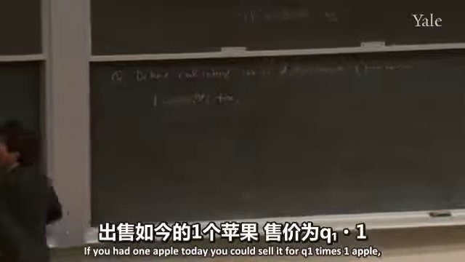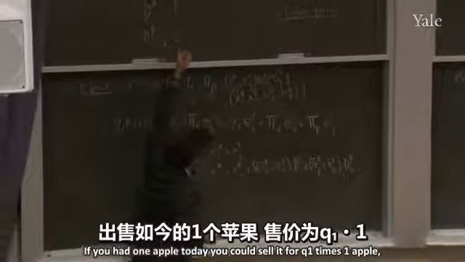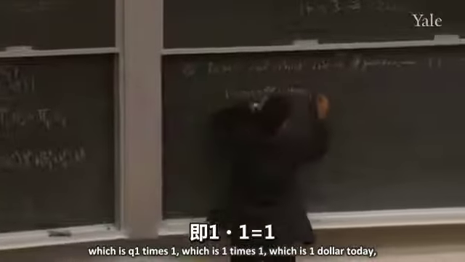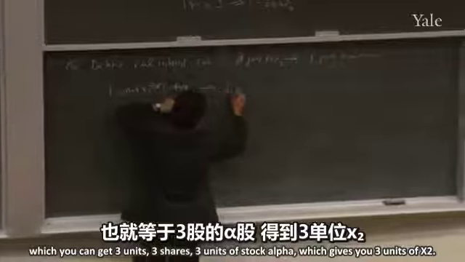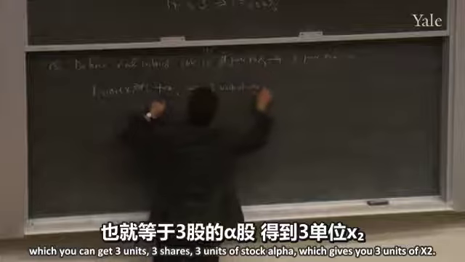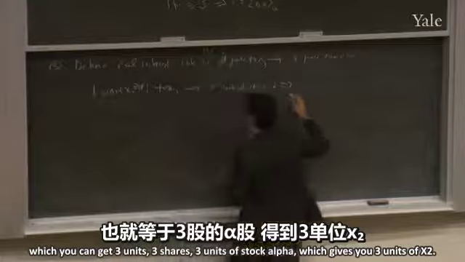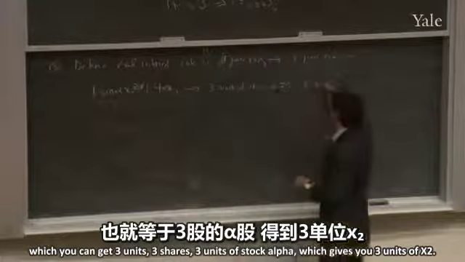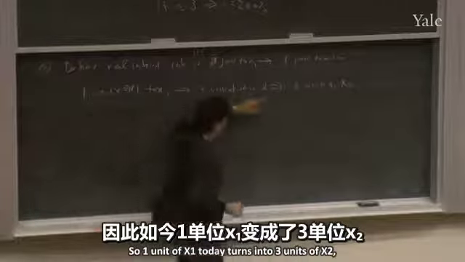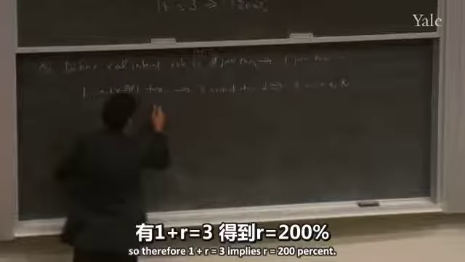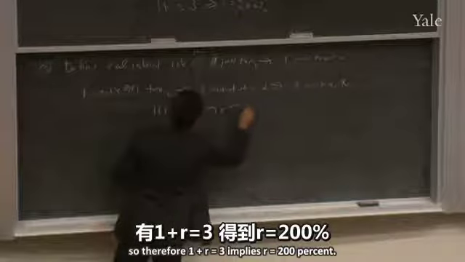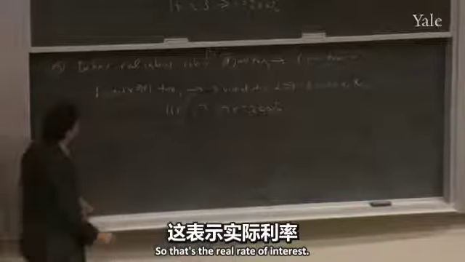Because if you had 1 apple today, you could sell it for Q1 times 1 apple, which is Q1 times 1, which is 1 times 1, which is $1 today, with which you can get 3 shares, 3 units of stock alpha, which gives you 3 units of X2. So 1 unit of X1 today turns into 3 units of X2, so therefore 1 plus R equals 3, which implies R equals 200%. So that's the real rate of interest.